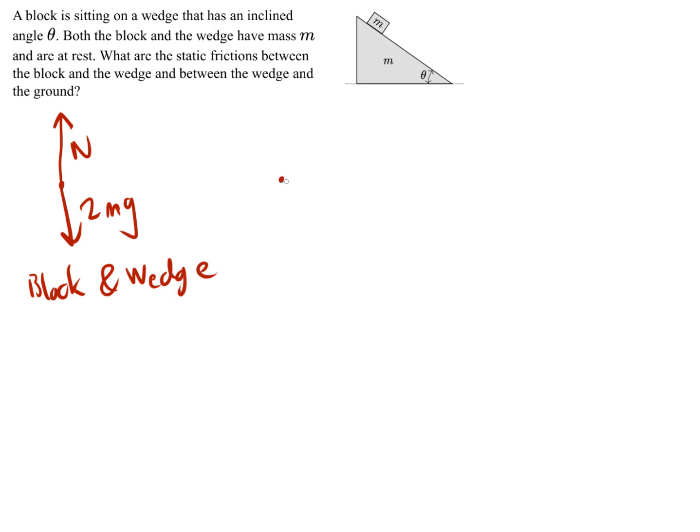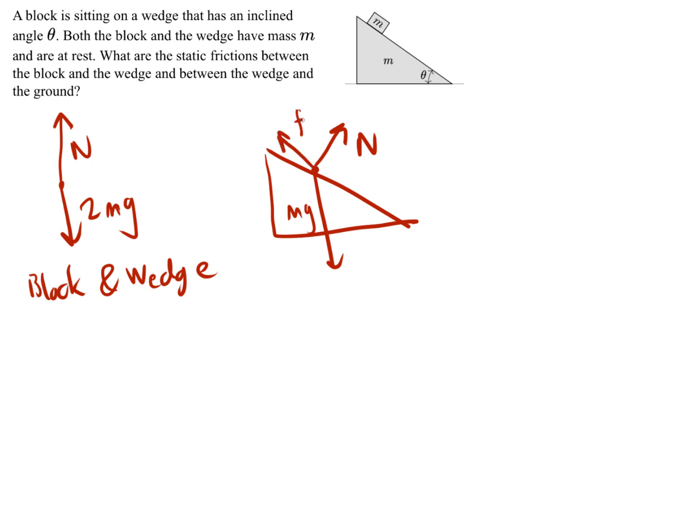Now for the block, if it's sitting on some sort of incline here, let's say that this is the block. So the normal force is going to be acting perpendicular to the inclined surface. The force of gravity is going to be pulling it down, and there is a friction force that is keeping it up, and this is the force of static friction.